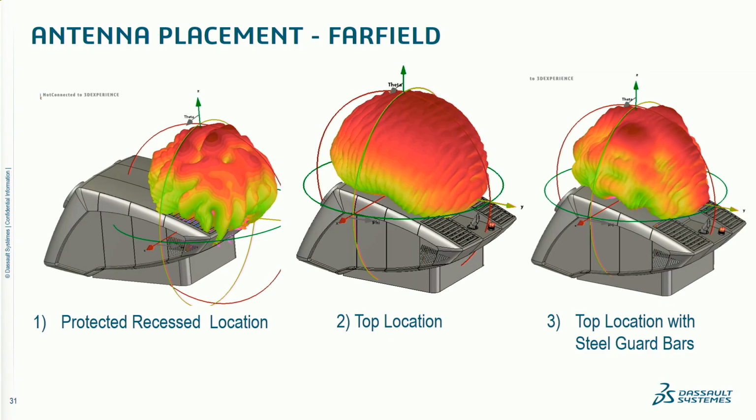And again, you see sort of the nasty looking far field in that recessed location. There's some reflections and a lot of things leading to sort of lobe differences there. The top location looks like we think it would, a fairly smooth, uniform far field. And then we get that top location with the guard bars, which is almost a trade-off between the two.